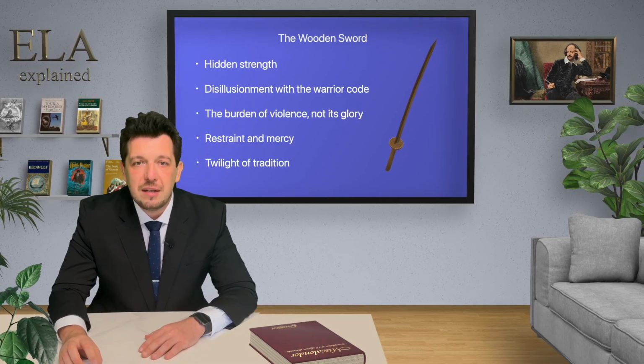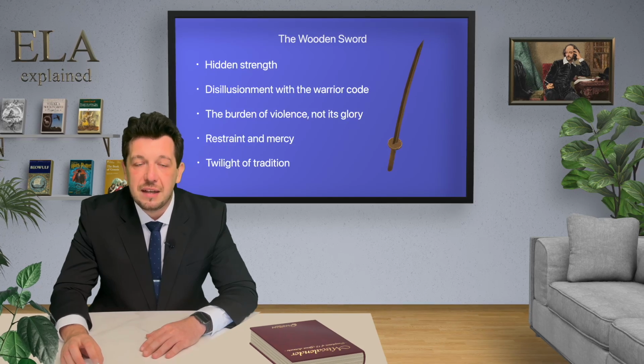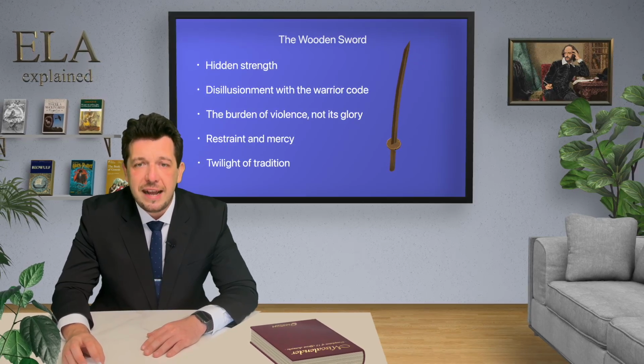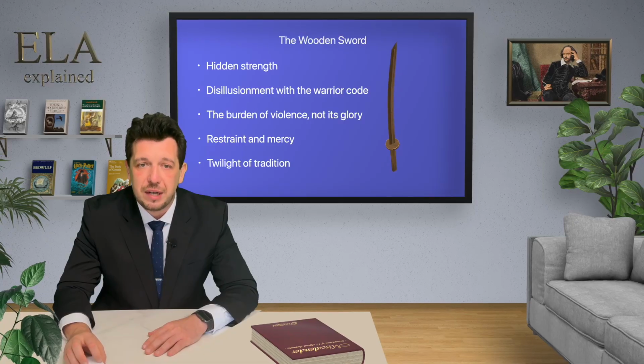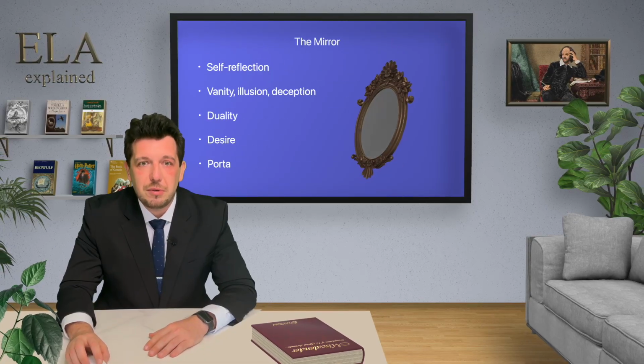In this example, the sword becomes a symbol of hidden strength, disillusionment with the warrior code, and the burden of violence, not its glory. Our final example is the mirror.